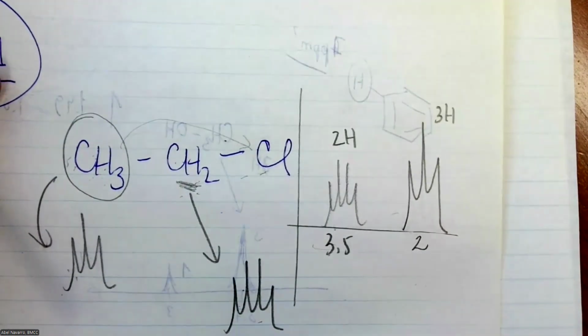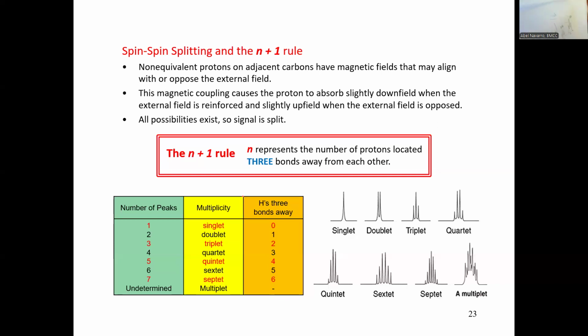Okay. Good. Definitely we're going to be doing more examples of that, but I'm just going to go over what we have on the slides here. Non-equivalent protons on adjacent carbons split each other's signals. It's basically the same rule as before. Here's the n+1 rule. If you have no neighbors, it would be a singlet. One neighboring hydrogen, doublet; two neighboring hydrogens, triplet; three neighboring hydrogens, quartet, quintet, sextet, septet, and a multiplet.